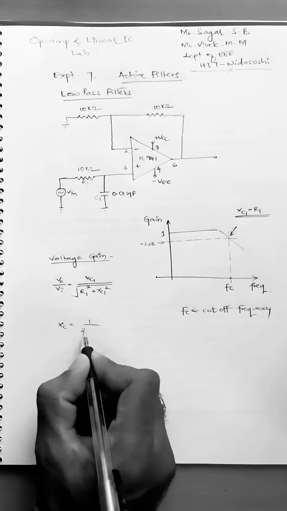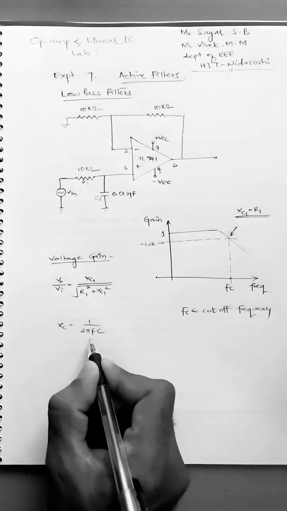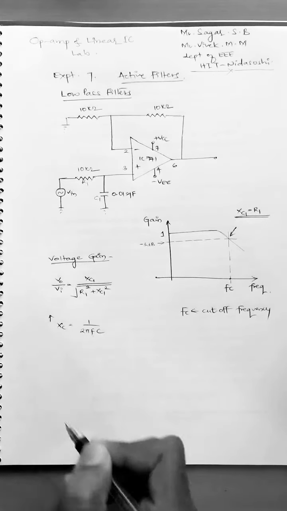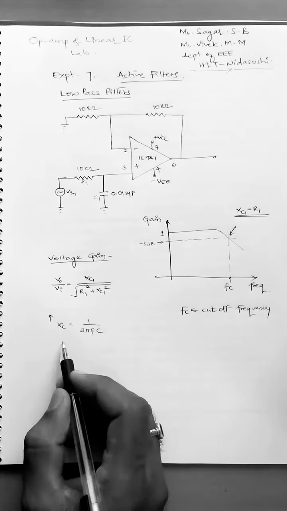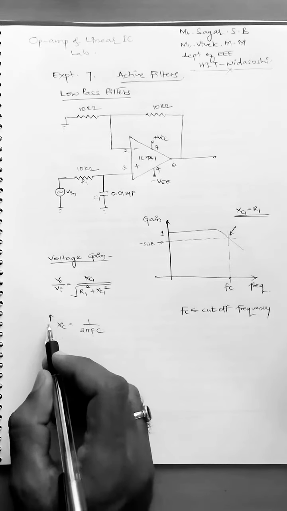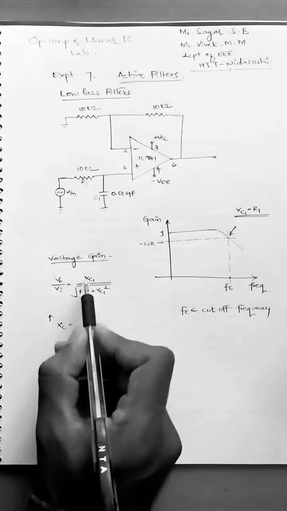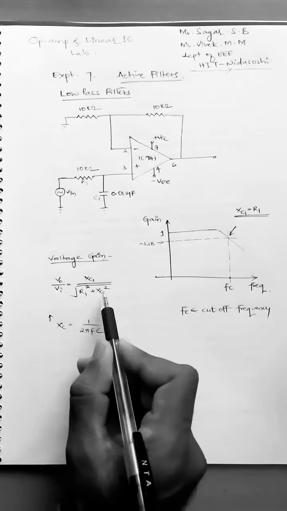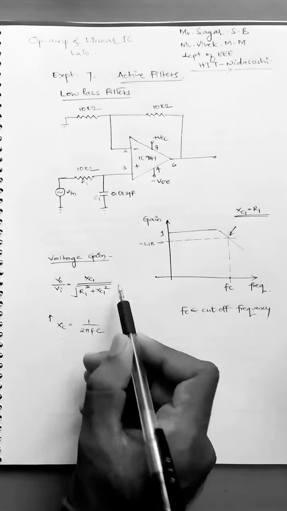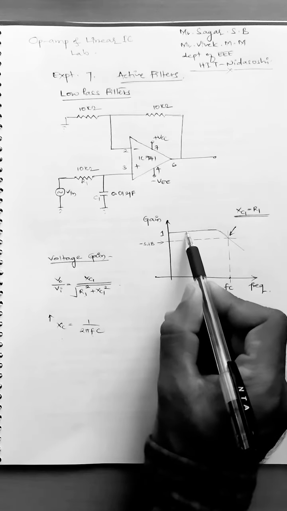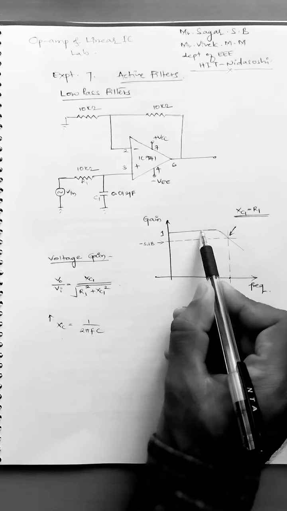Now if we check at lower frequencies, the XC1 value will be very much higher, as XC is nothing but 1 divided by 2 pi FC. At lower frequencies, XC value will be higher. So for this higher value, higher than resistance value, what happens? The gain equation is nearly equal to 1. So at low frequencies, the gain of the circuit is almost constant at 1.